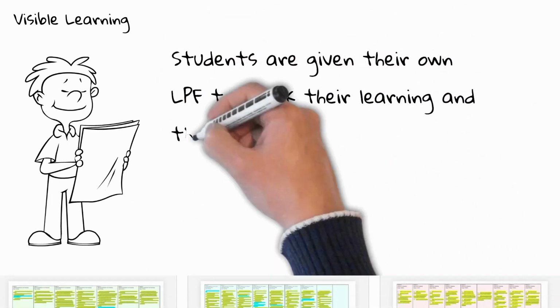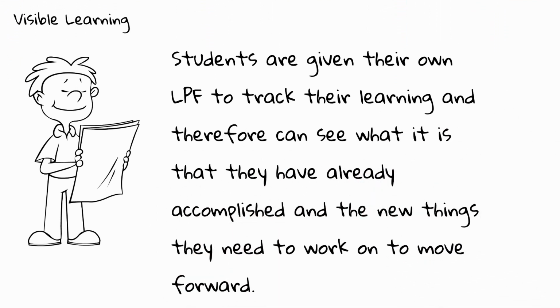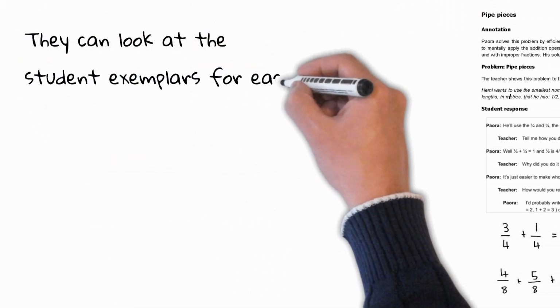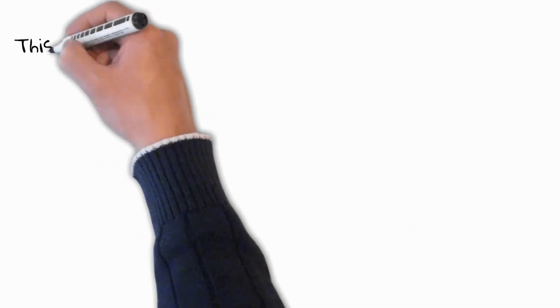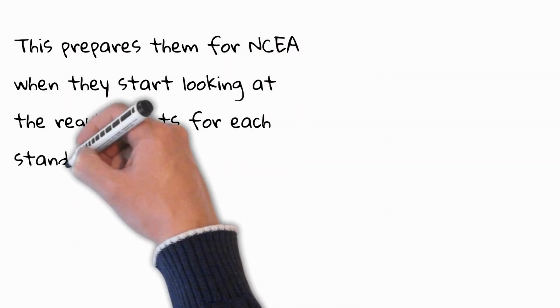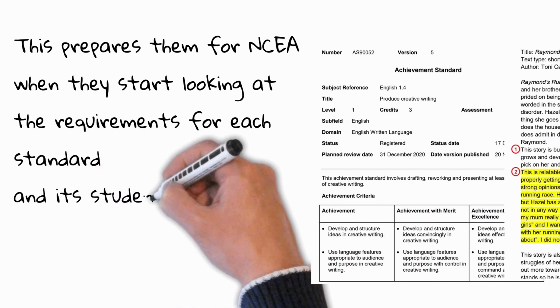Everything is clear for the students. Students are given their own LPF to track their learning and therefore can see what it is they have already accomplished and the new things they need to work on to move forward. They can look at the student exemplars for each learning intention to make comparisons with their own work. This prepares them for NCA when they start looking at the requirements for each standard. And its student exemplars.